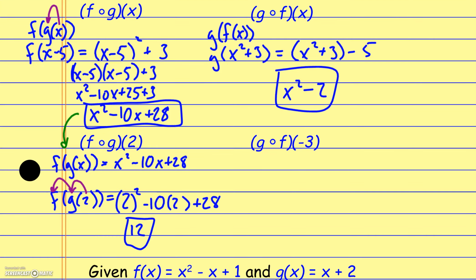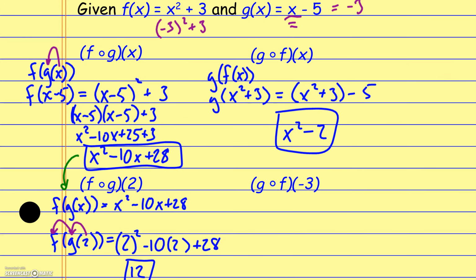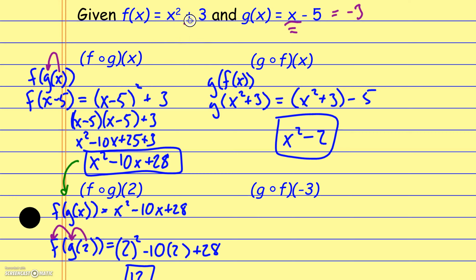So you can kind of plug it in one step at a time, almost as a chain reaction of substitution. And that's the same thing we were doing when I did the composition up top. I plugged the x into the g function, and then I plugged that whole thing into the f function. Okay, and you can do the same thing with numbers.